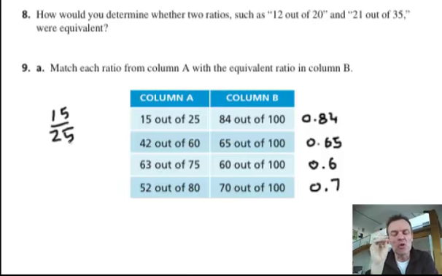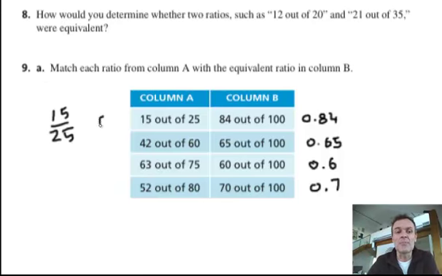I can show you some shortcuts on how to deal with that. But right now all I can think is, well, looks like I've converted column B to a decimal. I did that beforehand. We should know that 84 out of 100 is 0.84. Put it in your calculator to check. 65 out of 100, 0.65, and so on. So I think, okay, I've got column B sorted. Let's have a look at column A.